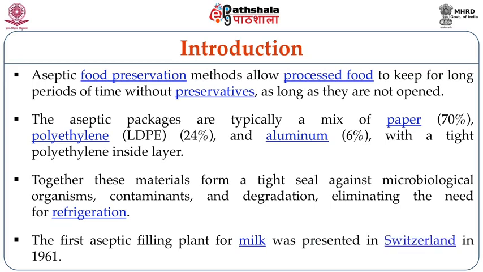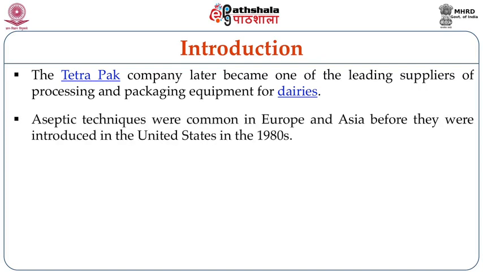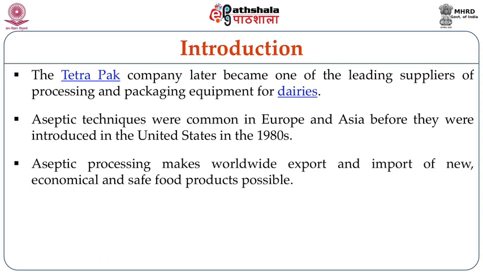The first aseptic filling plant for milk was started in Switzerland in 1961. The Tetra Pak company, which was first started, later became one of the leading suppliers of processing and packaging equipment for dairies. Aseptic techniques were common in Europe and Asia before they were introduced into the United States in the 1980s. Aseptic processing makes worldwide export and import of new, economic and safe food products possible.